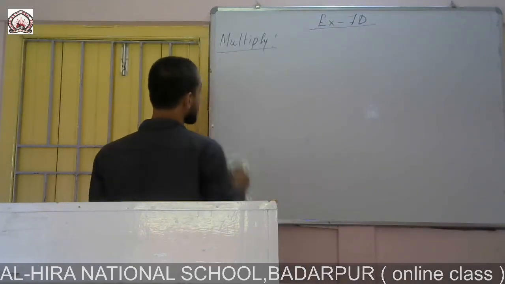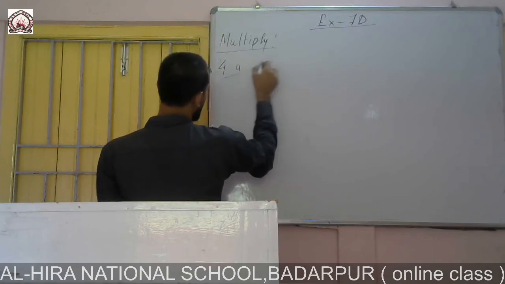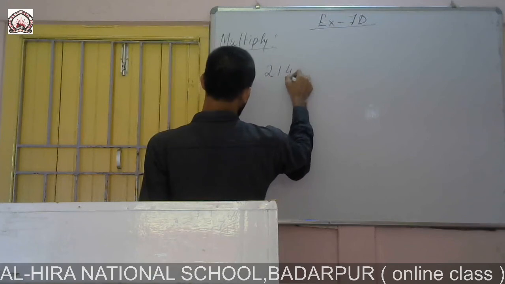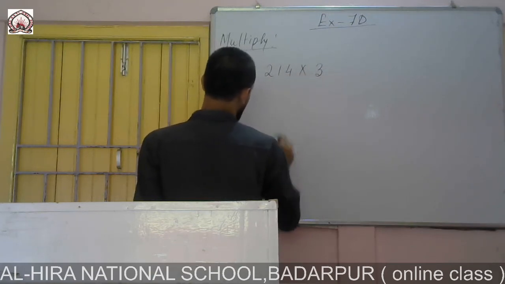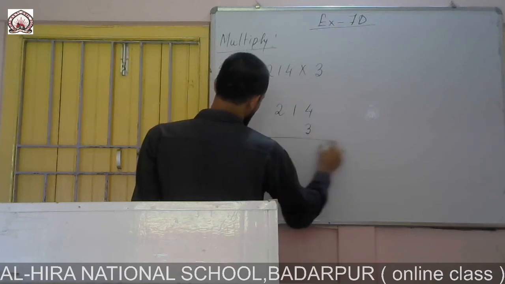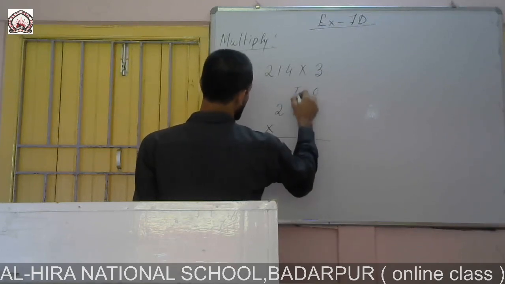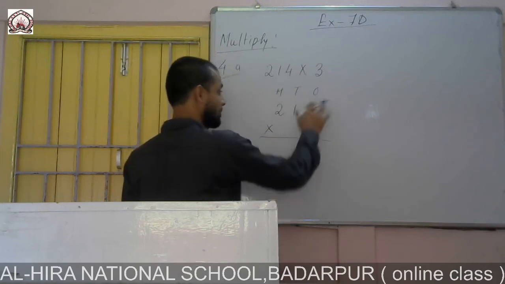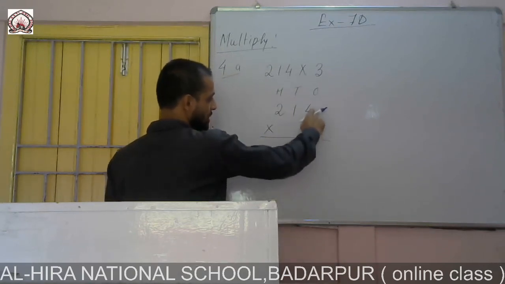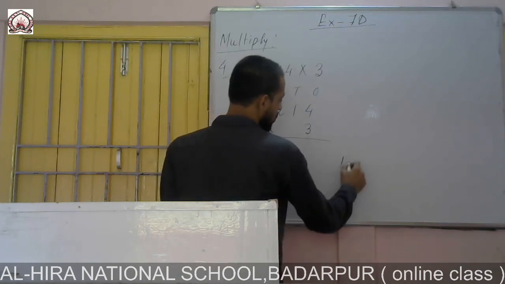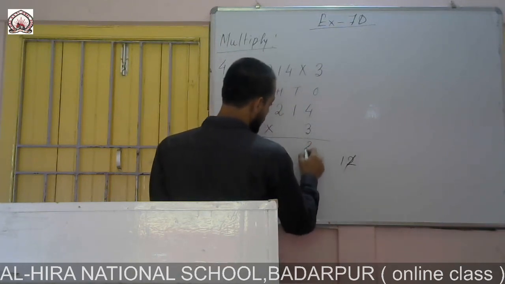Next you see 4a, that is 214 multiplied by 3. So at first you have to arrange, then we have to multiply. Okay, so this is what? Ones, tens, hundreds. So like earlier, at first we have to multiply ones place. So 3 into ones place. So 3 fours are what? 12. So here we have to write 2.